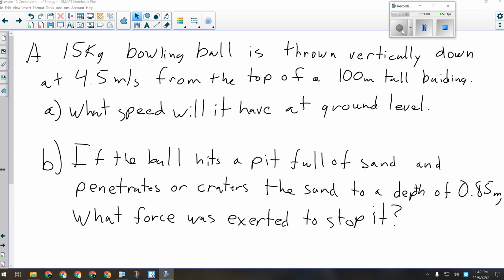How many people are struggling with part B? Okay, cool. Well, we do. And how many people have done part B?